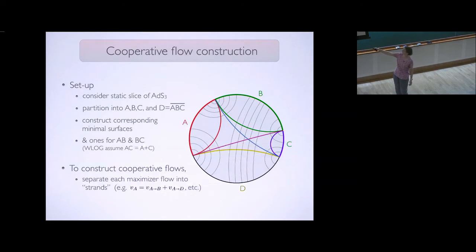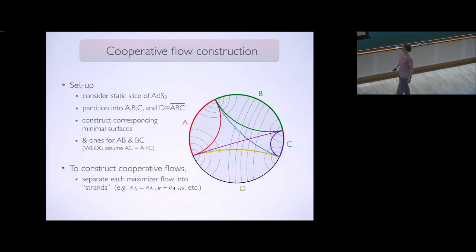And similarly for the other regions. Now, I have, without loss of generality, assumed that the A plus C minimal surface areas are smaller than the B plus D. You don't have to assume that. You can take the B plus D smaller, and then the set of strands that you would use would be the ones that go this way. And so everything would stay the same.